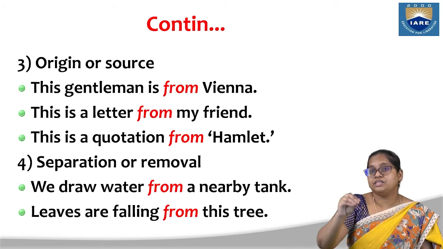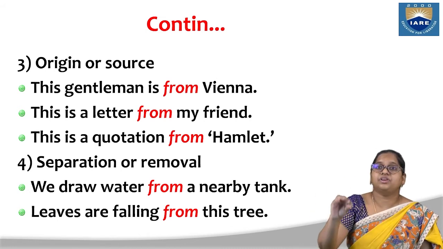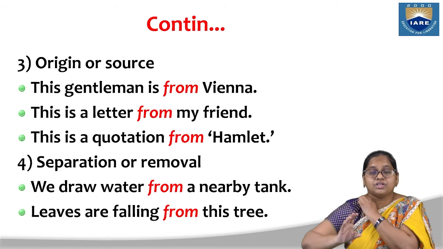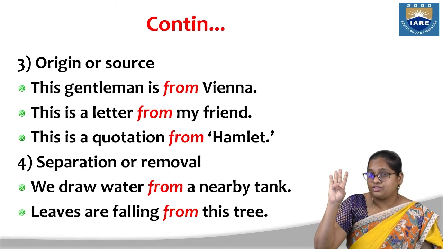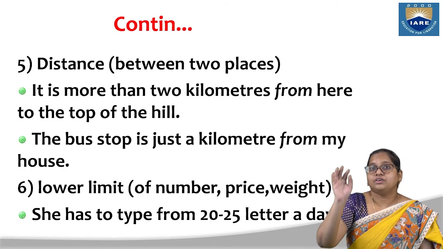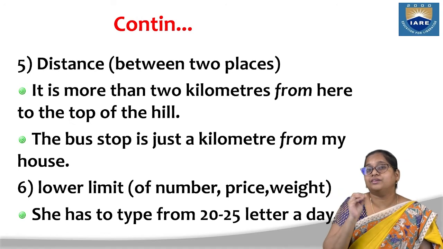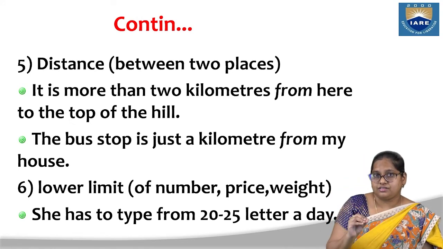That is, from this place we've drawn that. From this tree we've drawn the fruits. Like that you can do it. So that's the fourth context you can use. Next, the fifth context is when you are referring to distance.